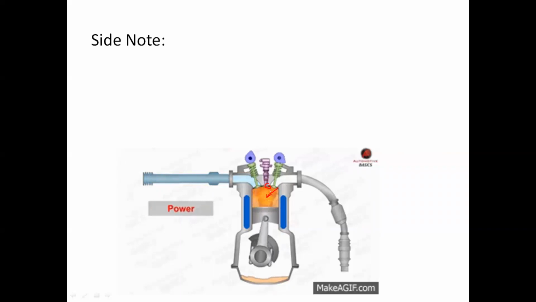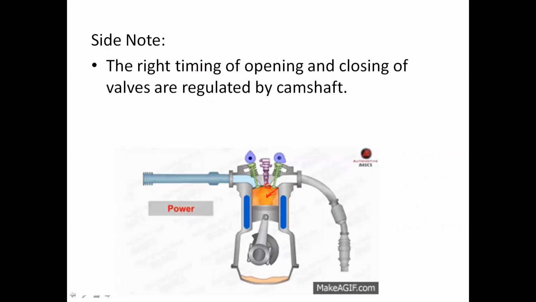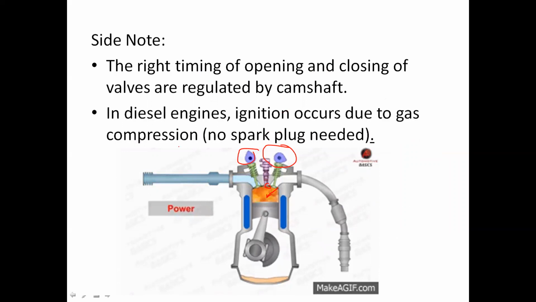And then there's the exhaust stroke. After the combustion, you'll notice that the exhaust gas or the waste materials will go out of the exhaust valve. And as a side note, the right timing of the opening and closing of the valves is regulated by the camshaft. These are the camshafts. They make sure that the opening and closing of the valves are synchronized and in line with the action of the piston inside the cylinder. But in diesel engines, ignition occurs due to gas compression only. No spark plug is needed.